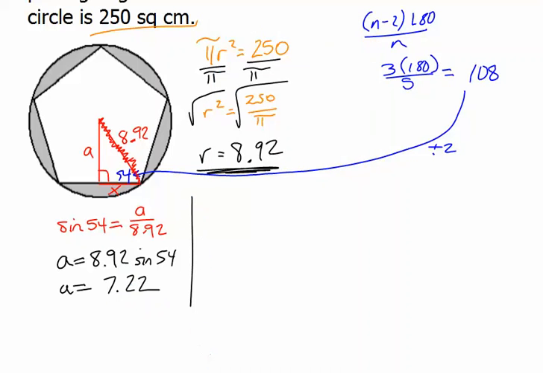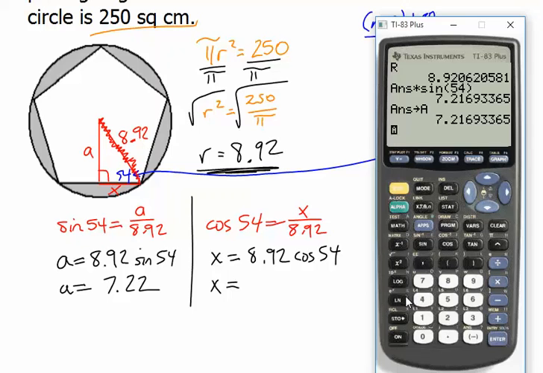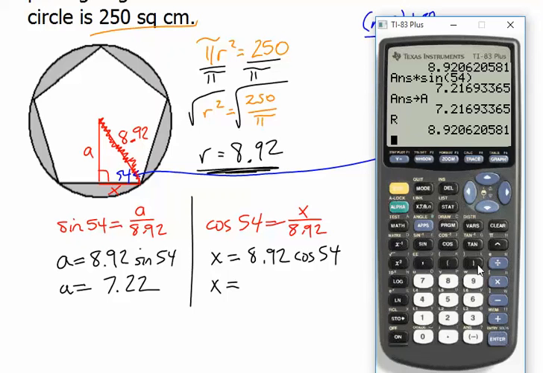But then we also need to solve for x, which is the adjacent side. So we will use the fact that the cosine of 54 degrees is equal to the adjacent, which is x, divided by the hypotenuse of 8.92. Solving for x, it'll be equal to 8.92 times the cosine of 54. Going back to our calculator, we'll take the radius again, and it's that number times the cosine of 54. That's going to be our value of x, 5.24.